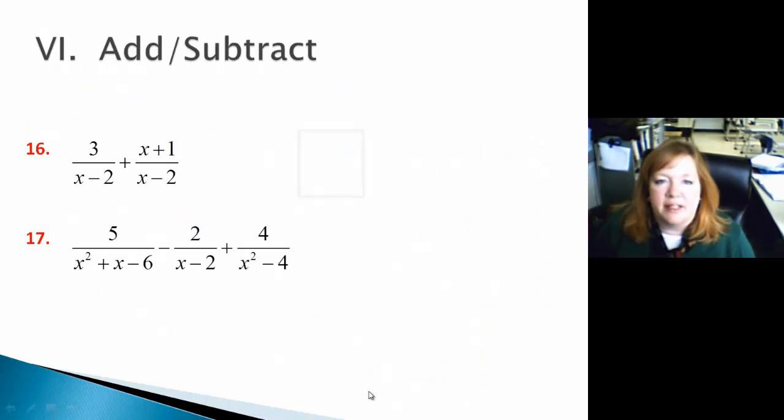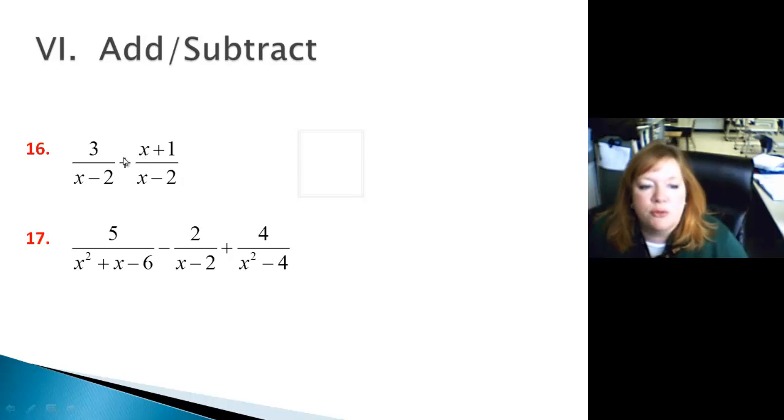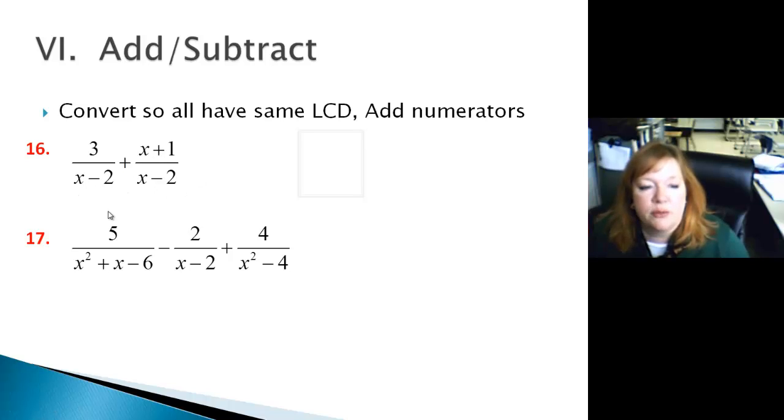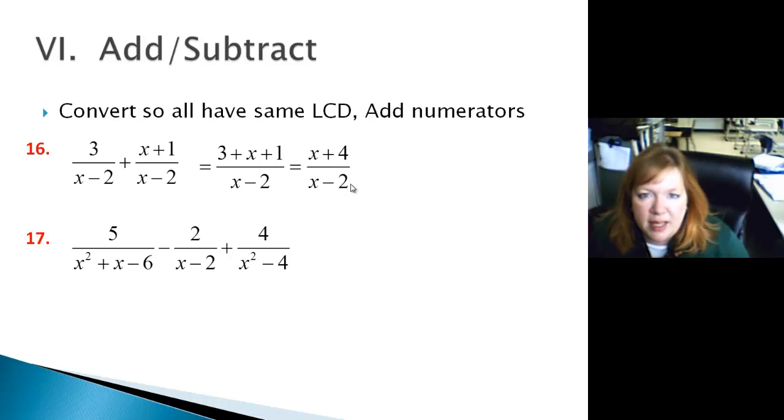Adding and subtracting, part 4. So when we add or subtract, remember, just like with regular fractions, with numbers, you have to have the same denominator. So 3 over x minus 2 plus x plus 1 over x minus 2. They have the same denominator, so you can rewrite this as 3 plus x plus 1 divided by x minus 2. Combine your like terms, you'll have x plus 4 over x minus 2. Cannot cancel the 2 and the 4 because it's a sum, not a list of factors.